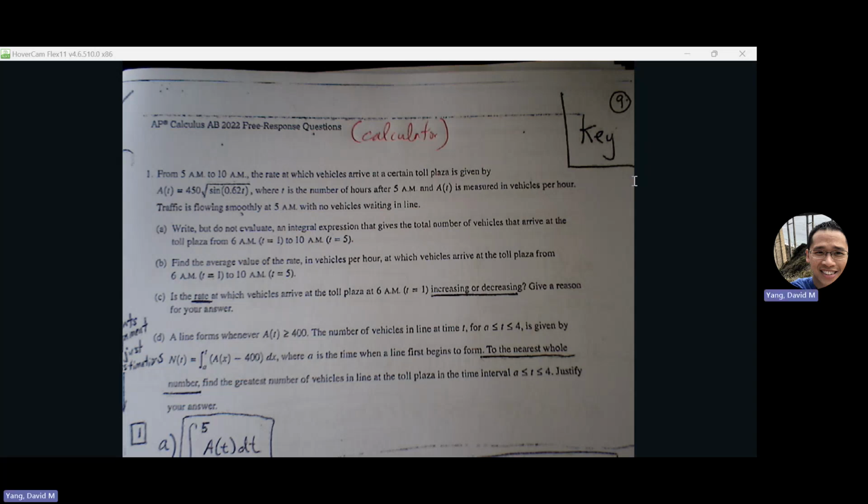So in class, we're going to try to work through 2 FRQs. So page 9 and page 14. We're going to take out the 2022 FRQs.